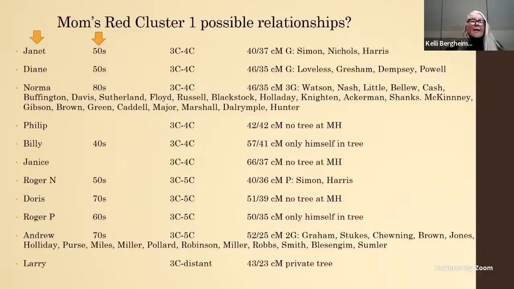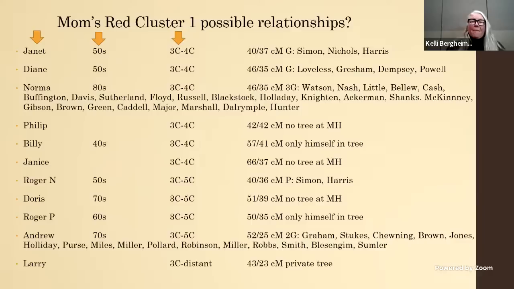And maybe Billy in his 40s is a generation younger, or maybe 2 generations younger, just depending on the family structure. I also include a column for how the testing company has defined the relationship. So this is how MyHeritage has defined the relationship. That is really important when you're determining how far back is the match. And so it's important to look at the range of relationships that they're reporting.